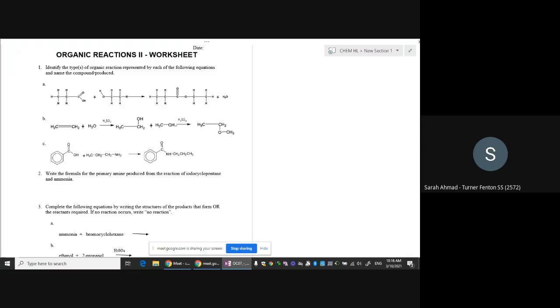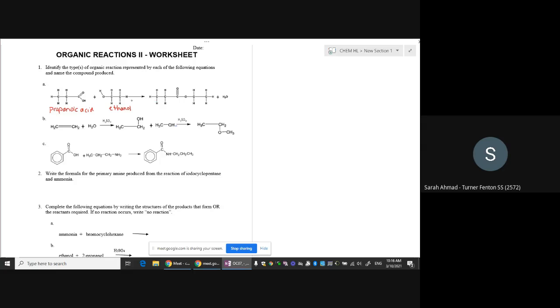So take a look at the first one. It says identify the type of organic reaction represented by each of the following equations and name the compound. Well, I can name this 1, 2, 3, propanoic acid. 1, 2, so ethanol.